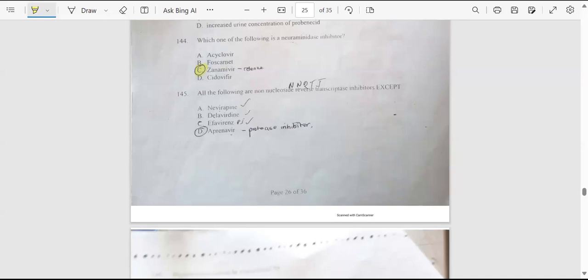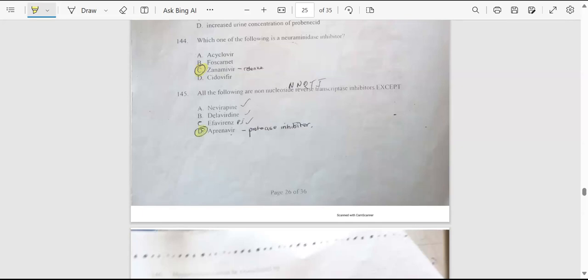And then we can do the other one. All of the following are non-nucleoside reverse transcriptase inhibitors, except which one? I think we had done this in the morning. Yeah, we did HIV in the morning. Guys, give us a summary. So I think we can just move.